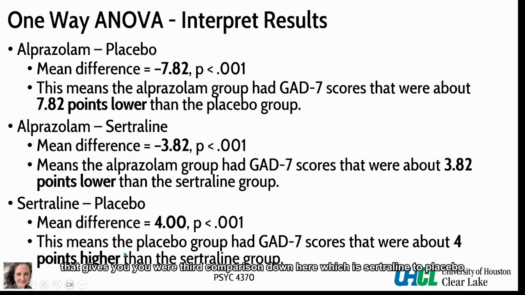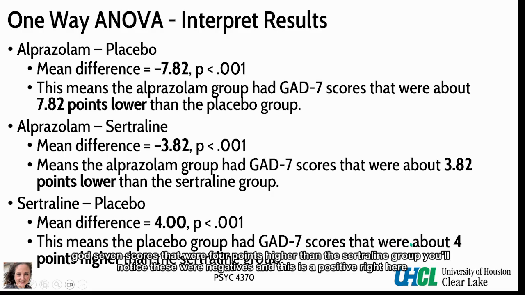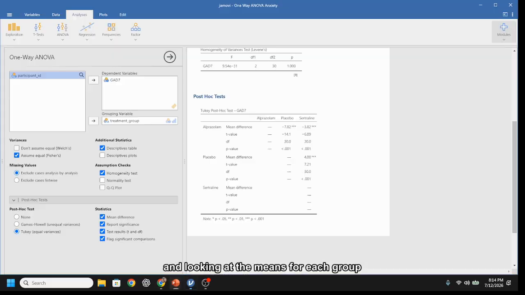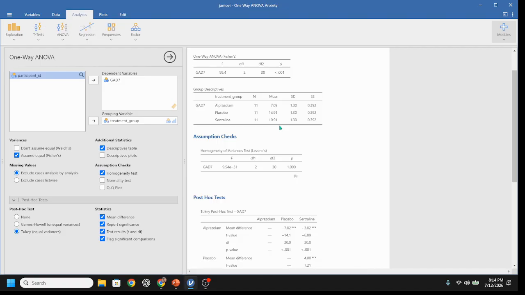That gives you your third comparison down here, which is sertraline to placebo, with a mean difference of 4. So that means that the placebo group had GAD-7 scores that were 4 points higher than the sertraline group. You'll notice these were negatives, and this is a positive right here. So that's what I mean by orienting yourself by looking at the mean difference and then going back up and looking at the means for each group. So sertraline and placebo, there's where you can see 10.91 and 14.91. Placebo had scores that were about 4 points higher than sertraline.